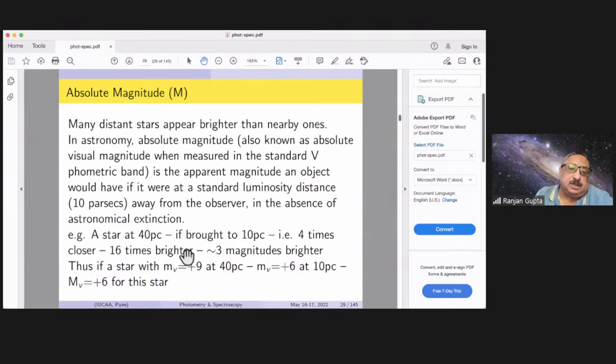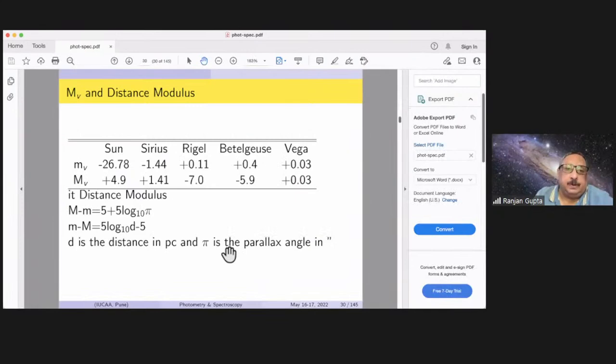Which means the star which had a small m V, apparent magnitude of +9, at this hypothetical sphere is actually +6. So now I can call this star a capital M, which stands for absolute magnitude. V again is still the visible band, and it becomes +6. Now with this scaling and this concept, let's see how the stars go.